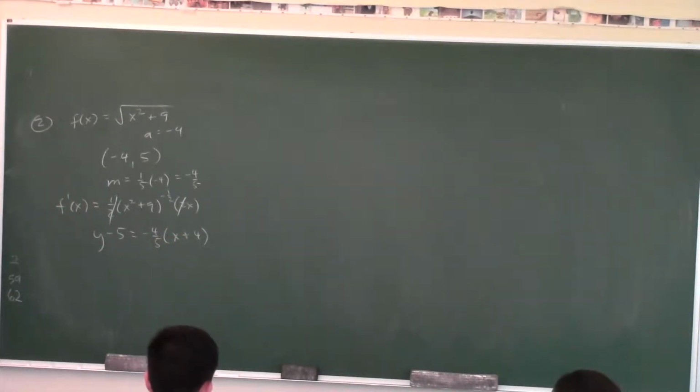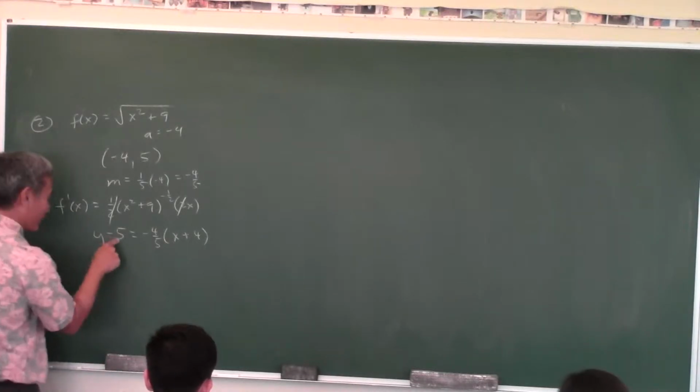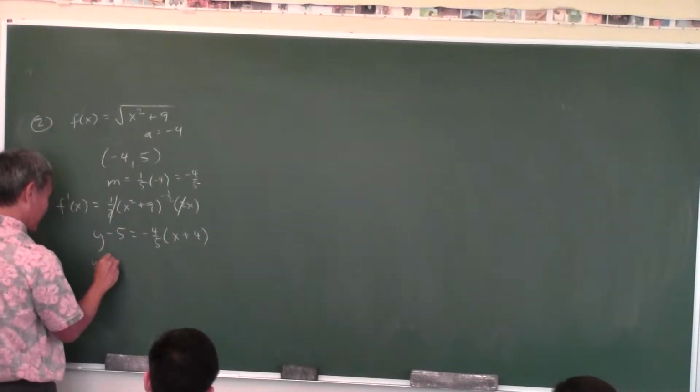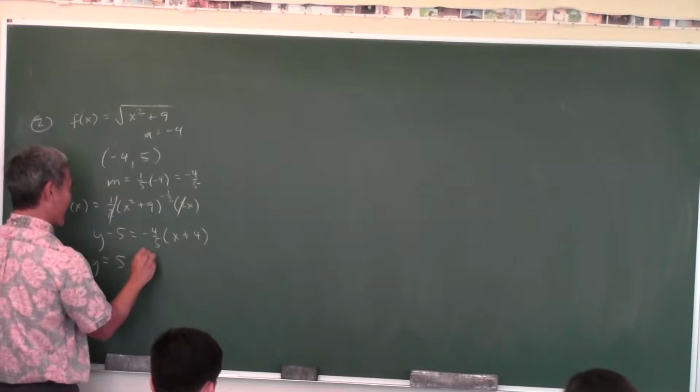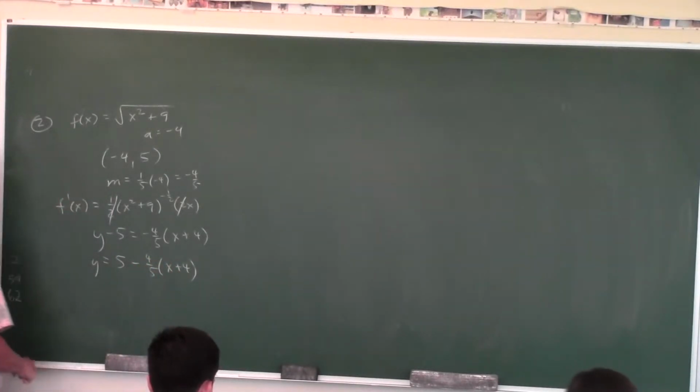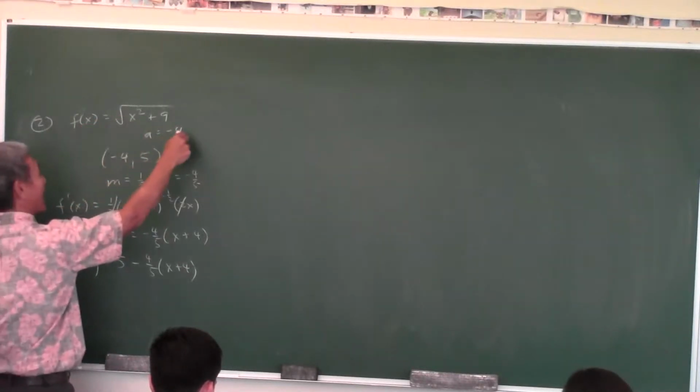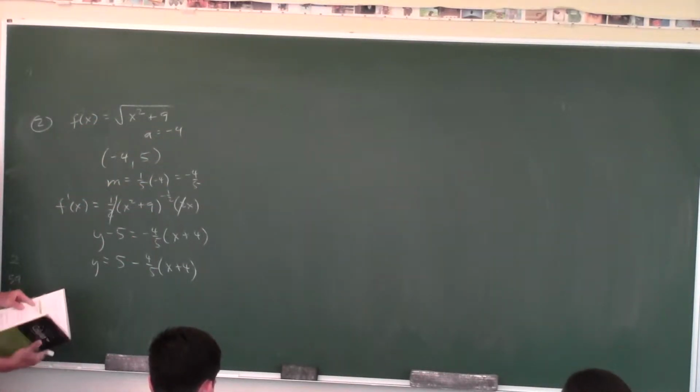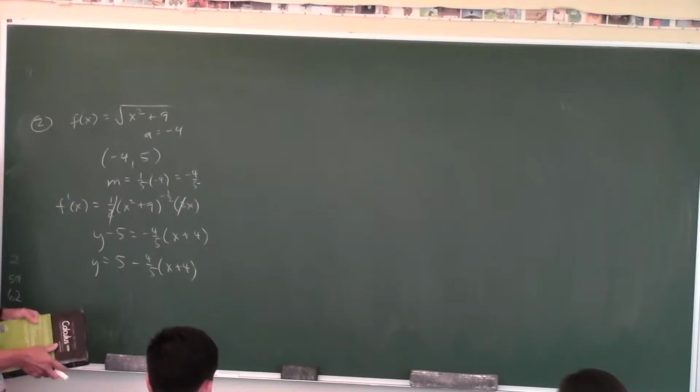What did I tell you to do yesterday? Move the 5 to the other side. So y equals 5 minus 4/5 times x plus 4. That is called the linearization of this function at this point. Now, part B says, how accurate is the approximation if you add 0.1 to this?